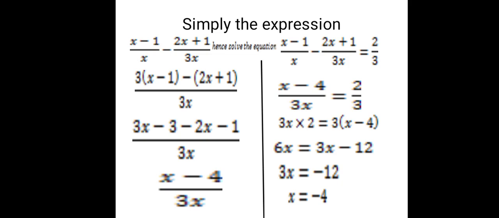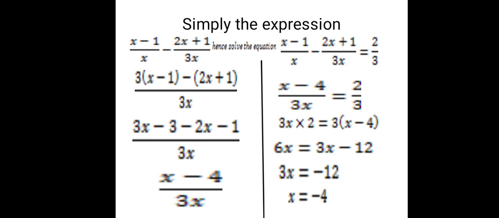Simplify the expression x minus 1 over x minus 2x plus 1 over 3x. Hence, solve the equation x minus 1 over x minus 2x plus 1 over 3x is equal to 2/3. Now, to simplify, we shall get the LCM of x and 3 so that the denominator is the same for those 2 parts of the sum.